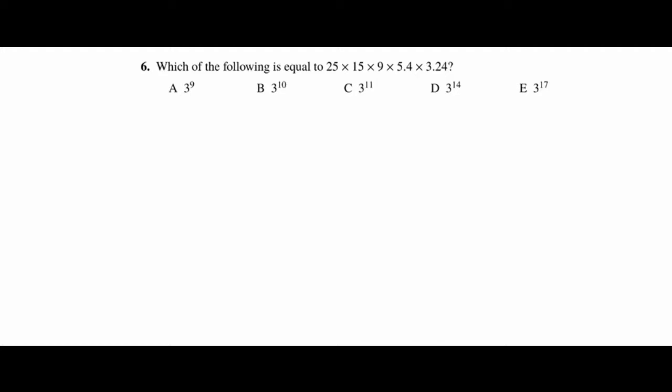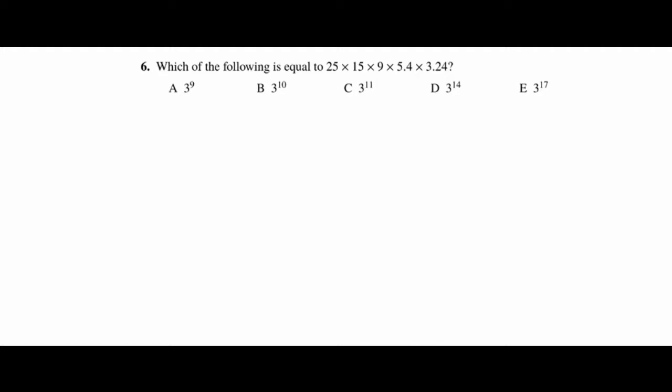Okay, so question 6 is, which of the following is equal to 25 times 15 times 9 times 5.4 times 3.24? So if we quickly look at the answers, we can see that all of them are in terms of powers of 3. And so this suggests that the best way to go about answering this question would be to write the product in the question in their prime factorization form.